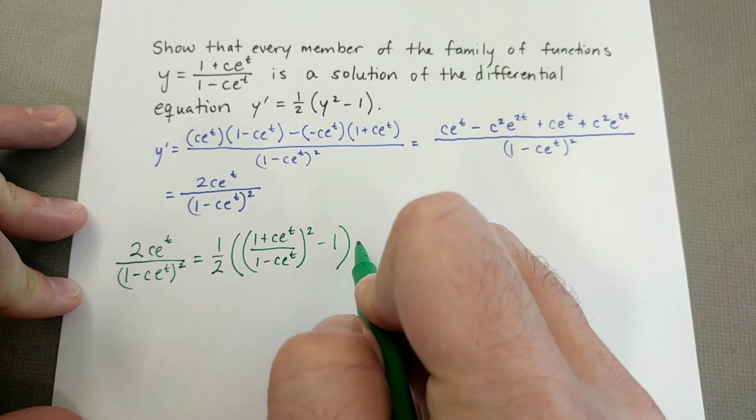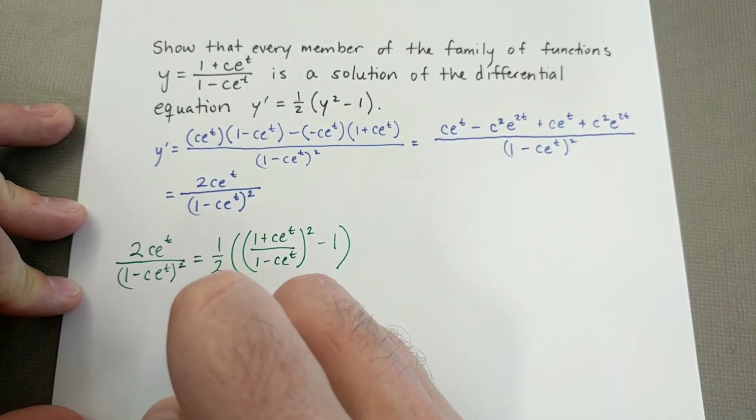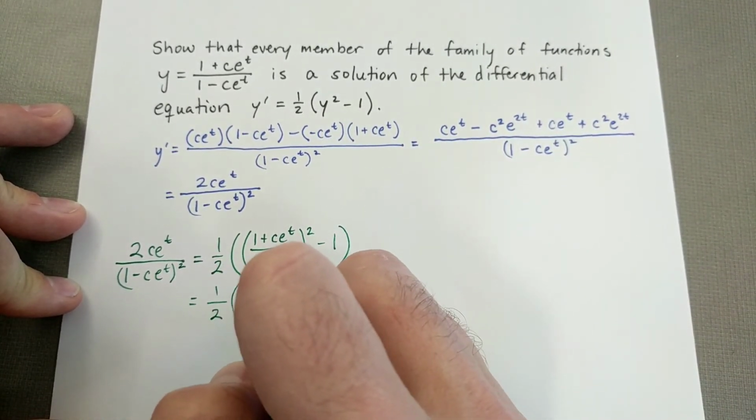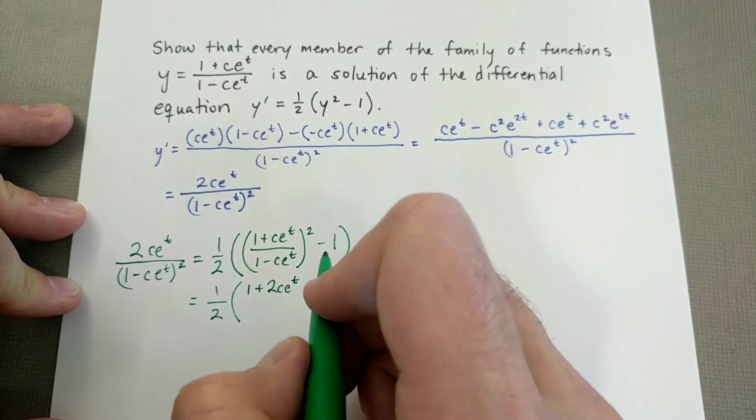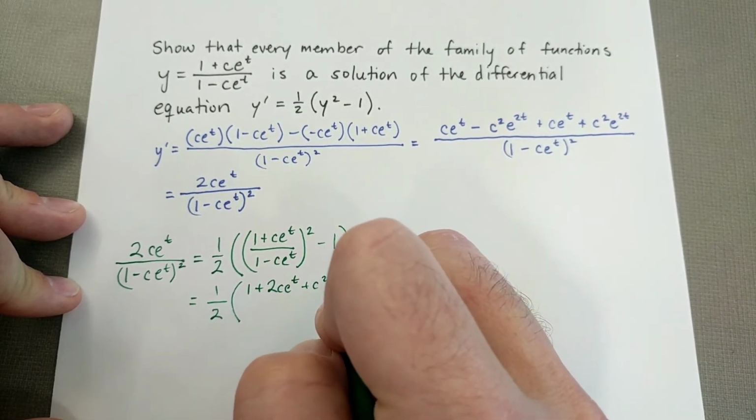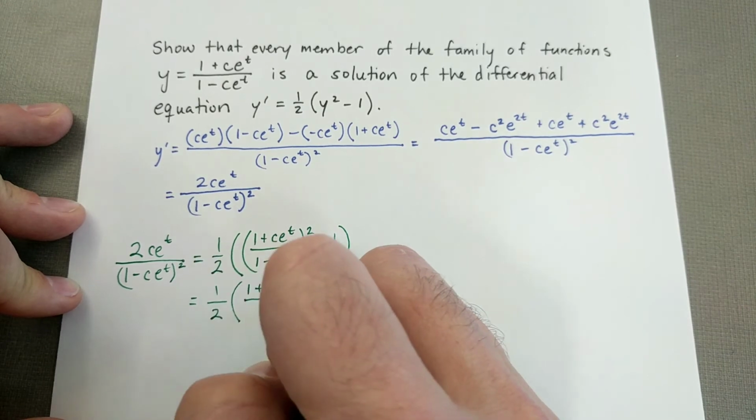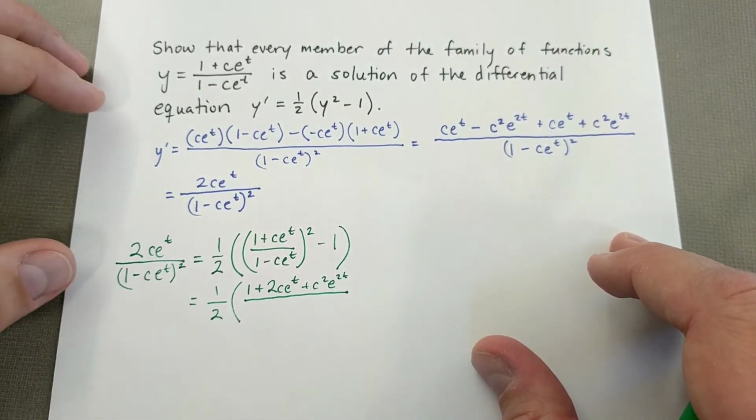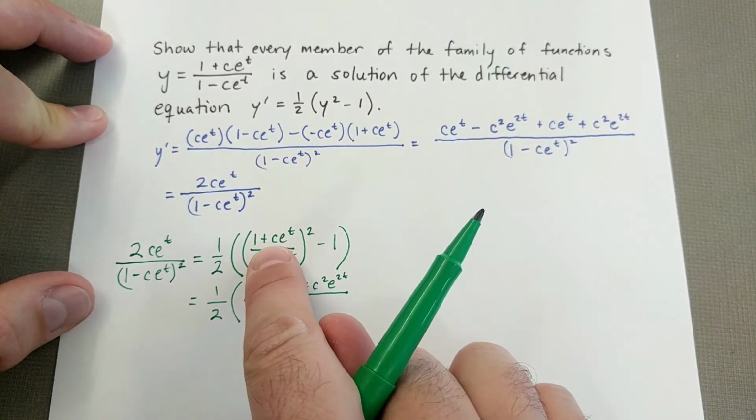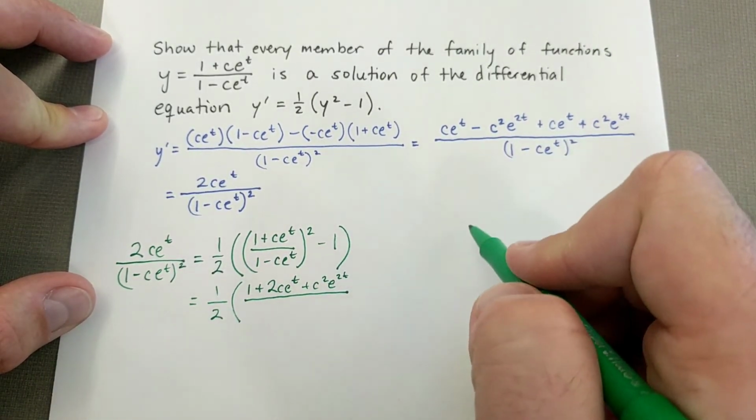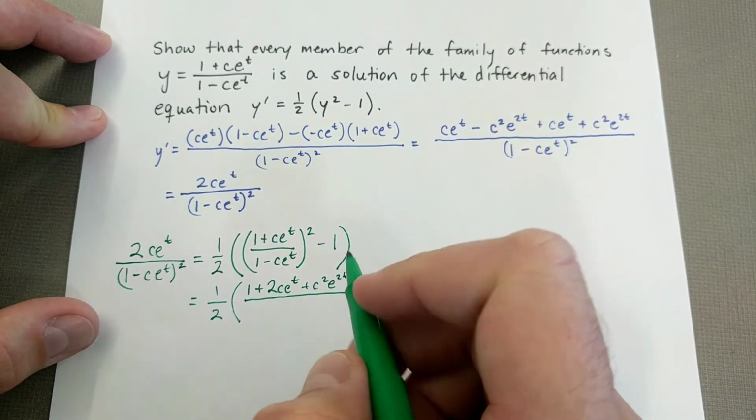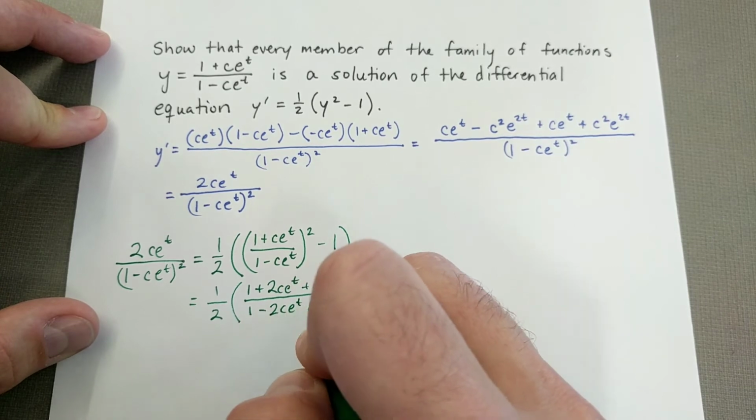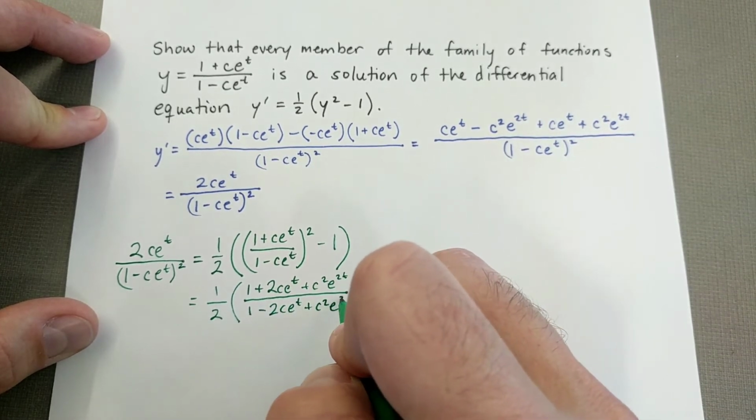So let's do that. 1/2 times, and this is going to be 1 plus 2ce to the t plus c squared e to the 2t all over, and you can check that math if you wanted to, like an area model might help you out there, do the little box, but that works out. And then here we got 1, and then it'll be minus 2ce to the t plus c squared e to the 2t.